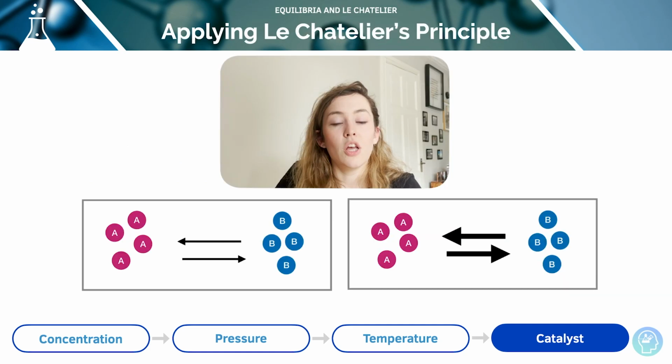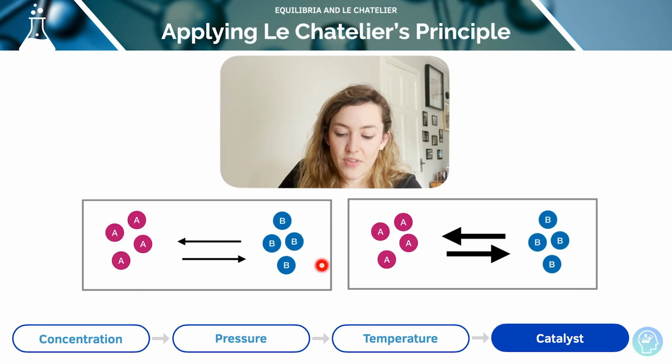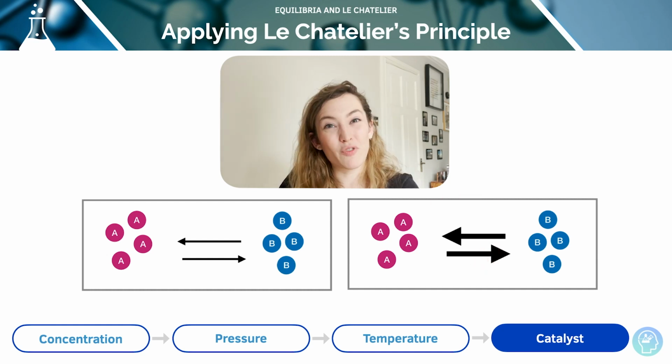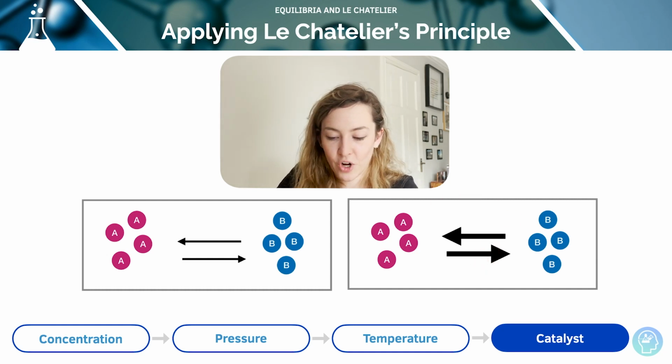As you can see, this is a good diagram of the presence of a catalyst. This is without and this is with. I've increased my arrows, of both the forward and the backward. So we're not going to go anywhere with that.